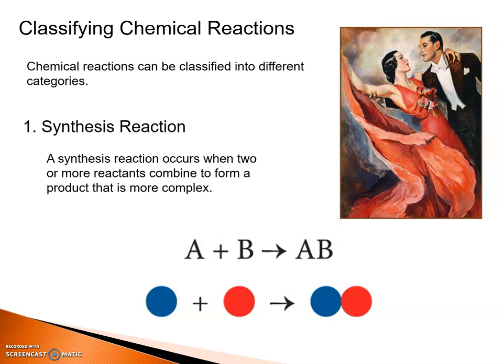So how do we actually classify these chemical reactions? Well, the first one I've already hinted at, and that is that we can have synthesis reactions. A synthesis reaction occurs when 2 or more reactants combine to form a product that's more complex. So in general, it has the form of one thing plus another thing coming together to form a larger molecule in the end. So let's see what this actually looks like practically.